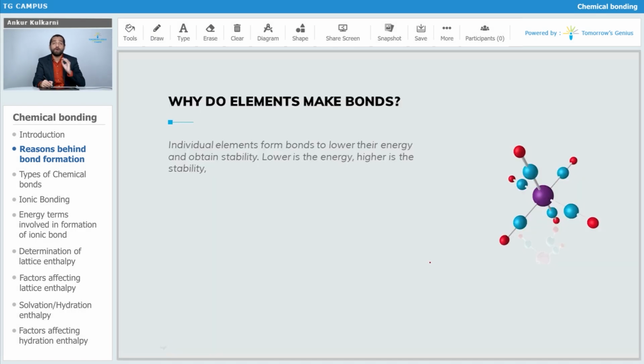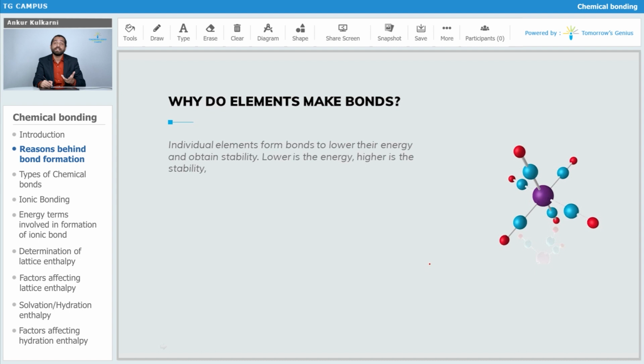So when we talk about bonds, remember one thing, students: it is always related to energy. Energy, bond and stability are related to each other. That means more is the stability, less is the energy. Less is the energy, more is the stability. So what is the relationship between stability and energy? It is inversely proportional.